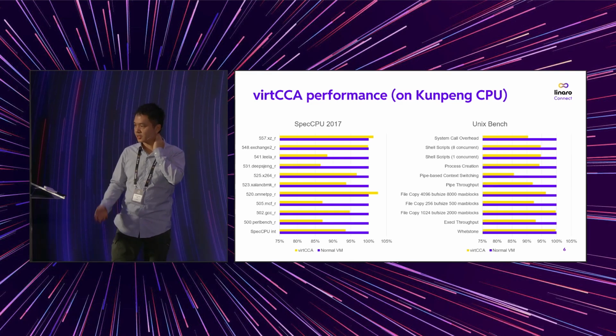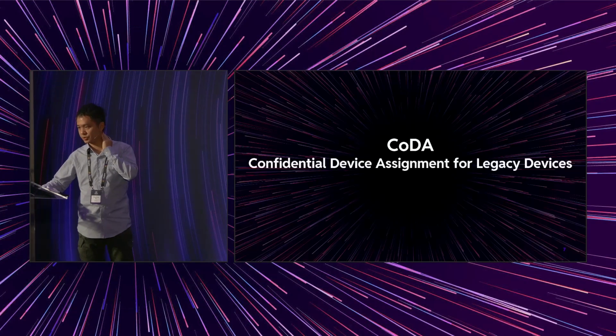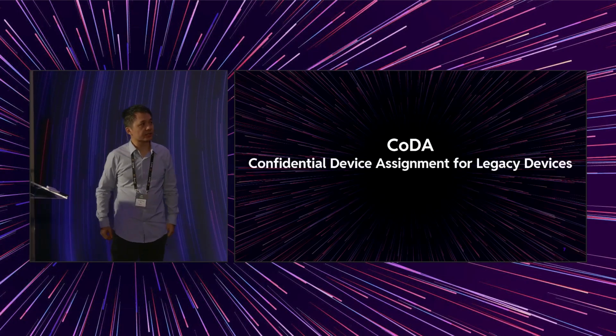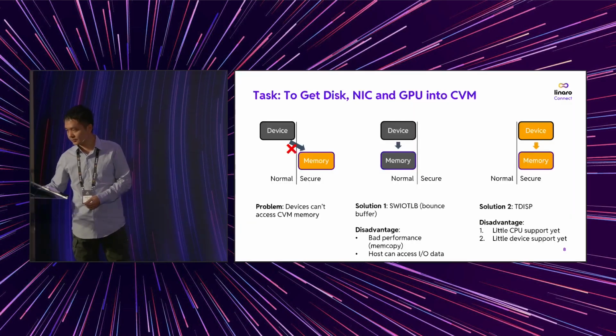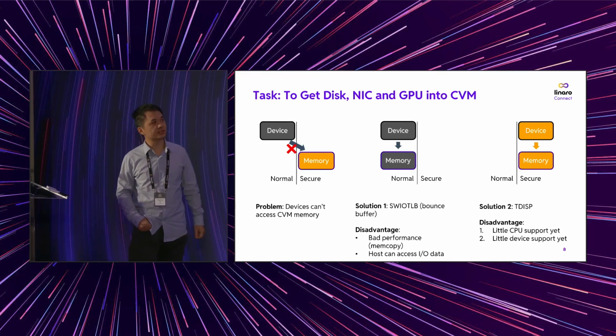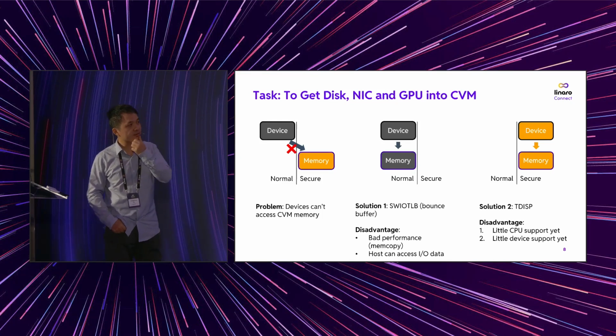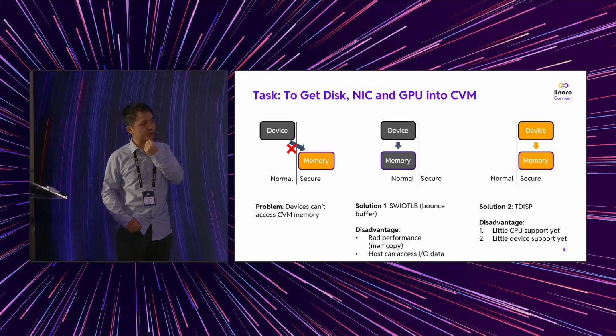This brings our incentive to our next work, which is CoDA. We call it confidential device assignment. The problem to get a device into the CVM is that the device sits in the normal world, while the CVM memory sits in the secure world. In our case, with virtCCA, it sits in the secure world, so they cannot communicate.